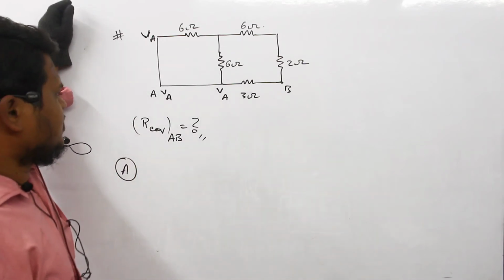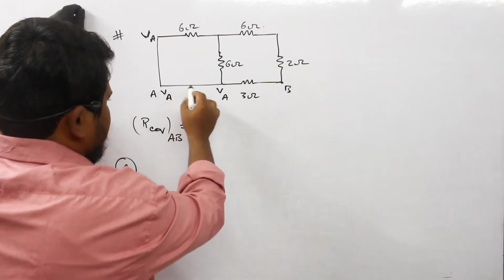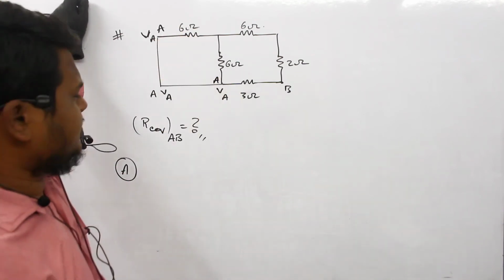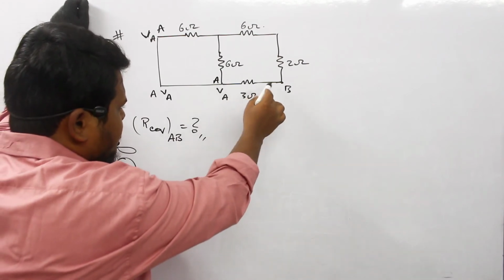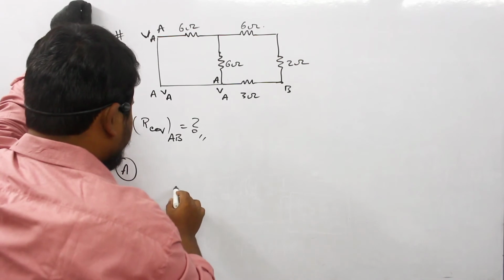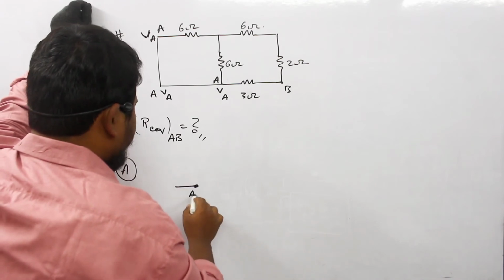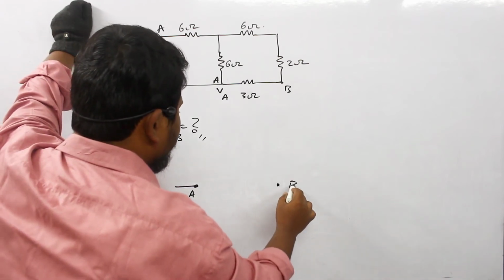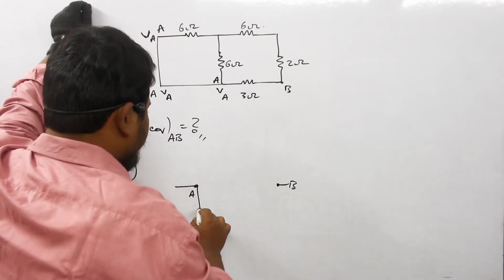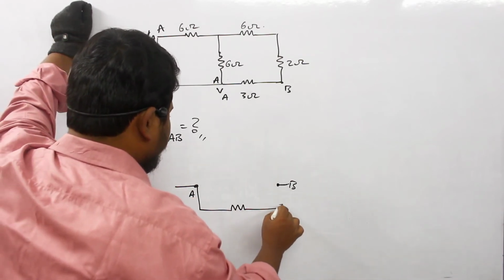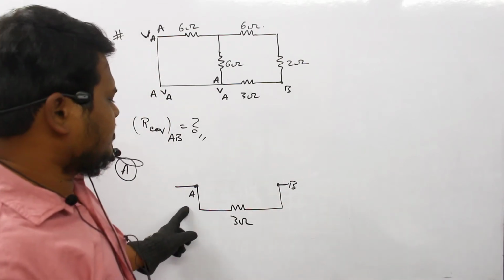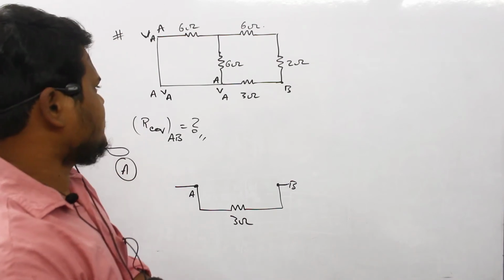So if this is point A, this is also point A and this is also point A. So from A to B, I have one resistor. First let us draw that resistor. So this is point A and let this be point B. From A to B, I have a 3 ohms resistor. So this is a 3 ohms resistor present in between points A and B. This is the first resistor.